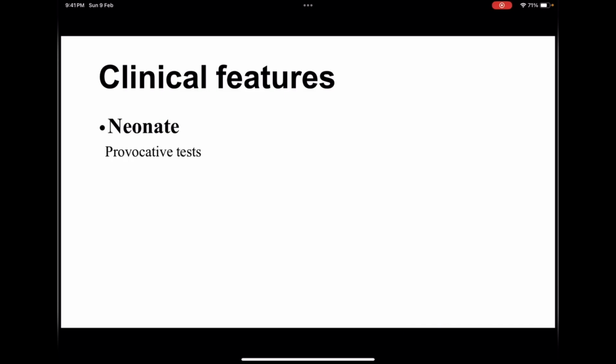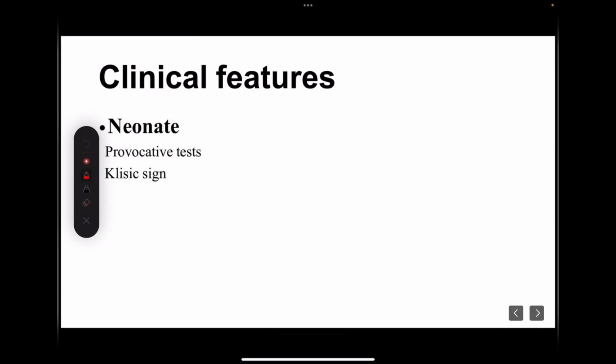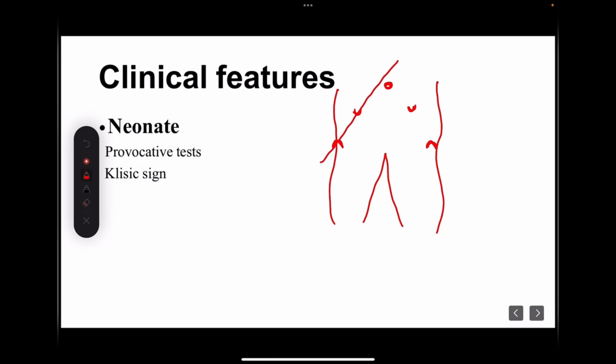Clinical features in a neonate: a provocative test will be positive, either Ortolani or Barlow, and the child will have a positive Galeazzi sign. What is a positive Galeazzi sign? This is how I draw a schematic diagram. Here the ASIS are present for this child. Here the umbilicus is present, and here the greater trochanter of both the sides. When we join the greater trochanter with the ASIS on both the sides, these 2 lines will generally be intersecting above the umbilicus in a normal child. But if the hip is dislocated, like this greater trochanter becomes upriding because of the dislocation, this line will be bisecting somewhere below the umbilicus.